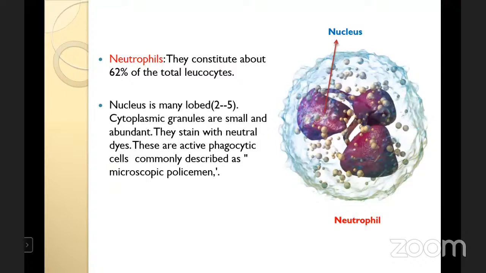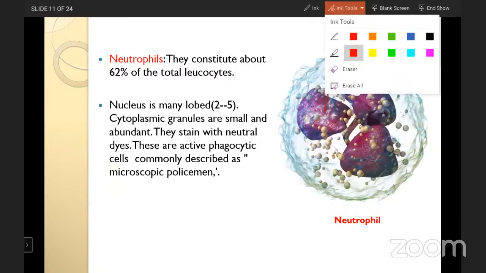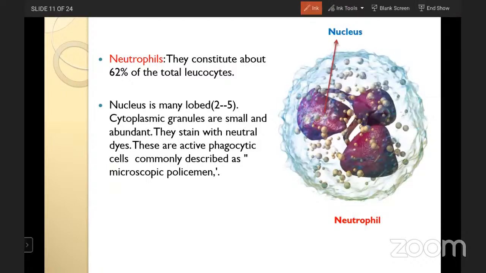Now coming to the neutrophils. Neutral means balanced. They constitute about 62% of the total leukocytes. The nucleus mainly has 2 to 5 lobes. Most of the cells present in neutrophils have either 2, 3 or 5 lobes. Here in this picture you are observing 3 lobes. They stain with neutral dyes; they take a neutral stain.